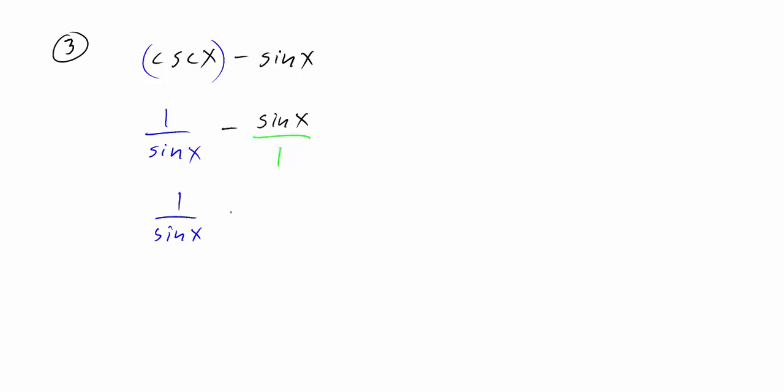So this is going to remain the same. And over here, that means we need to multiply this denominator by the sine of x, which means then you're going to multiply the numerator by sine x.